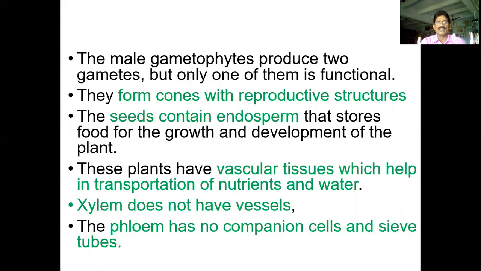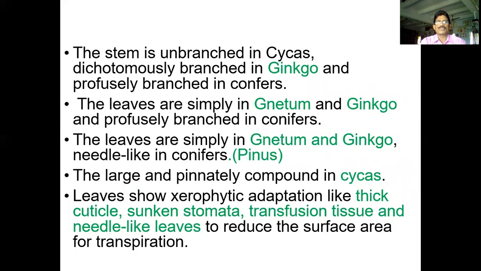Xylem does not have any vessels. The phloem has no companion cells and sieve tubes. The stem is unbranched in cycas, and dichotomously branched in Ginkgo biloba. One of the plants is Ginkgo biloba. These plants are dichotomously and profusely branched in conifers. The leaves are simple and needle-like in Ginkgo biloba, and needle-like in conifers, also in pinus.